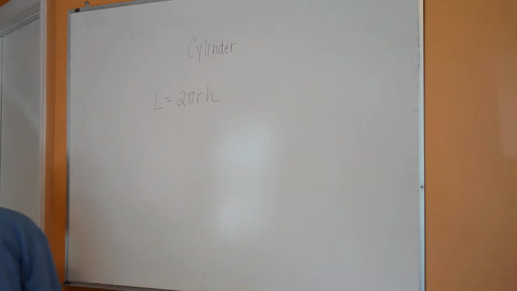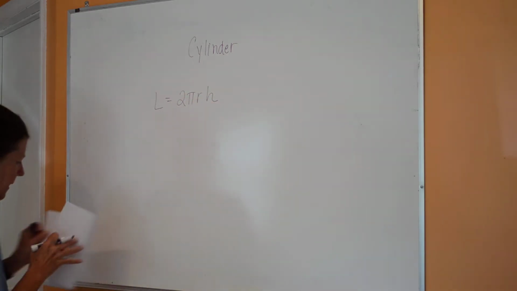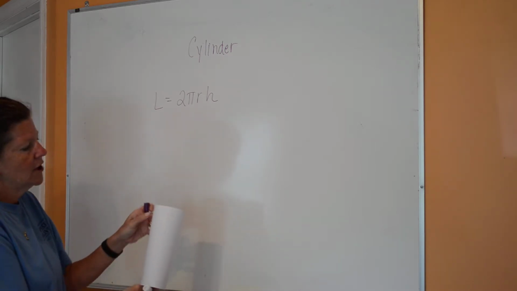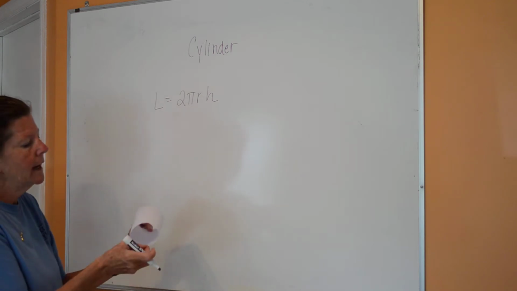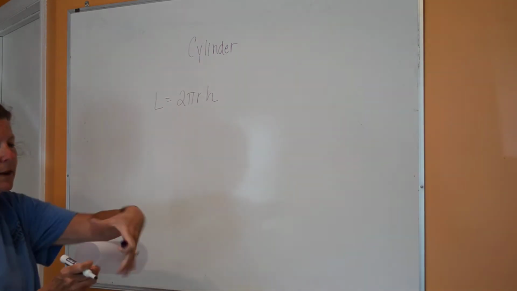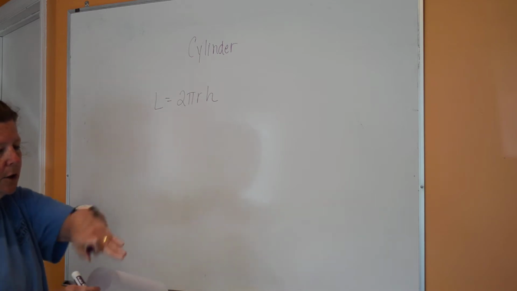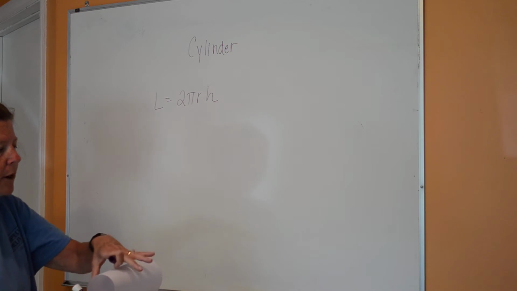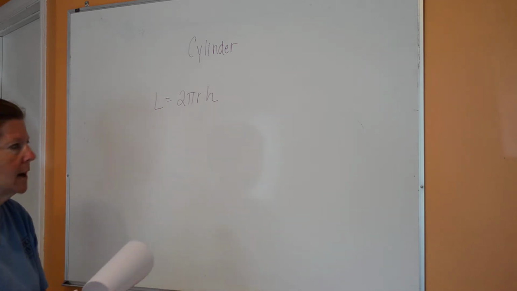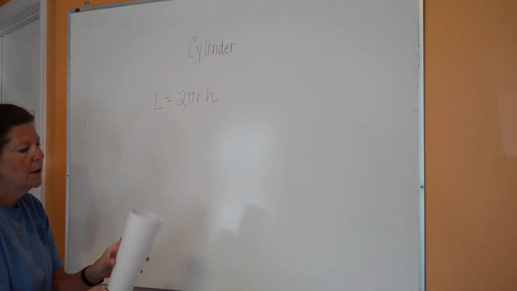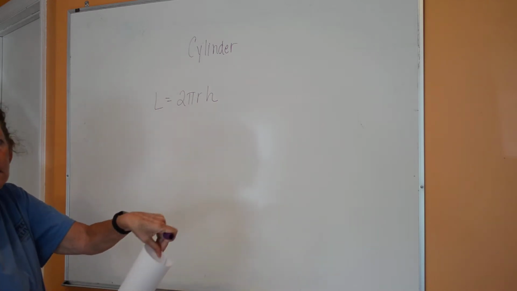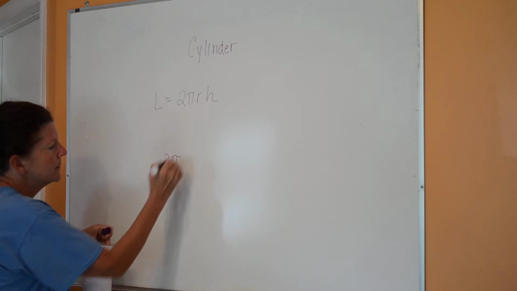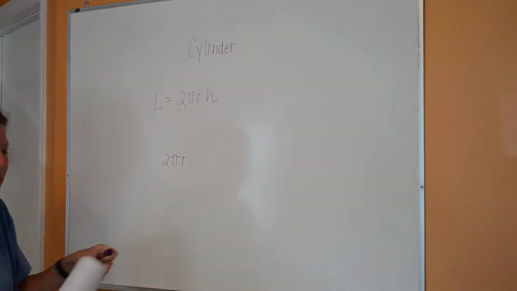So let's talk about why. If I take this paper and roll it, I can give it the shape of a cylinder. Everything I have here is the lateral area. It doesn't include the two ends, so I'm not talking total surface area. The lateral area is the area around the side of it. The distance around that circle is called the circumference, and the circumference is 2 times pi times r, or pi times d.